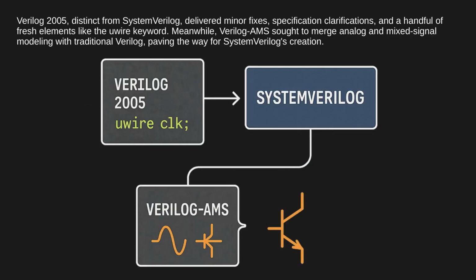Verilog 2005, distinct from SystemVerilog, delivered minor fixes, specification clarifications, and a handful of fresh elements like the uwire keyword. Meanwhile, Verilog-AMS sought to merge analog and mixed signal modeling with traditional Verilog, paving the way for SystemVerilog's creation.